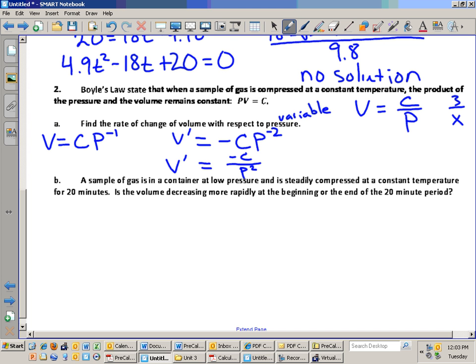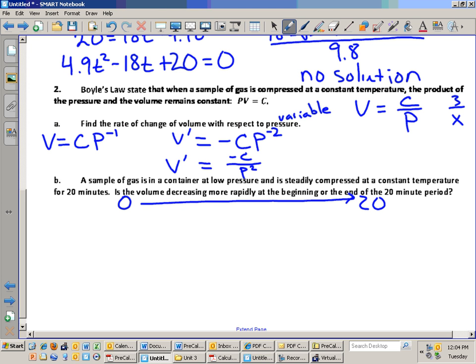So, just a little bit different here. It says a sample of gas is in a container at low pressure and is steadily compressed at a constant temperature for 20 minutes. Is the volume decreasing more rapidly at the beginning or the end of the 20-minute period? So what happens here is we have this stuff, and we start this timeline from 0 to 20 minutes. We're compressing it. Well, let's think about it.